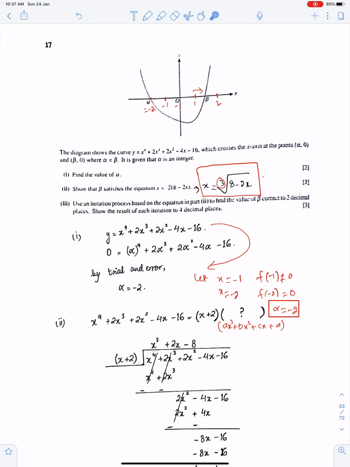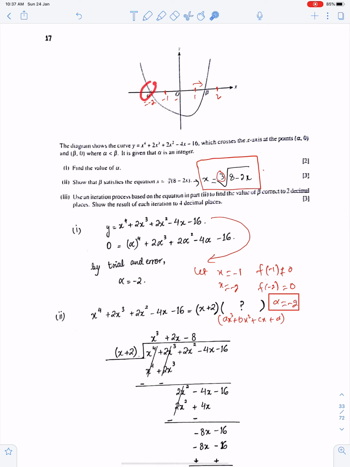Part (i) is simple. This is alpha and this is beta, and the diagram shows the graph of this equation. Find the value of alpha. You all know when we have a power 3 or power 4 equation, degree 3 or degree 4 equation, we find the first root by the trial and error method. So we can find the first root of this equation by trial and error method.